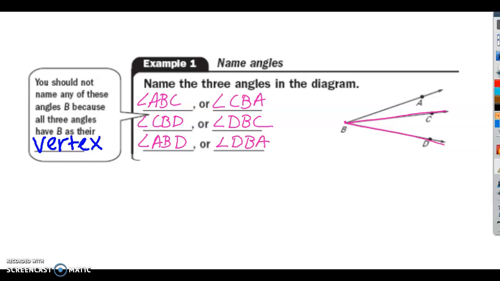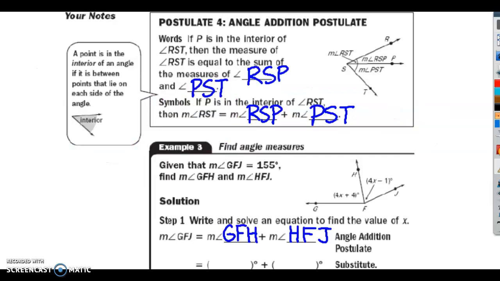All right. Now I think we're going to the angle addition postulate. Okay, this looks confusing. It's from a textbook, which you need to get comfortable seeing. So I'm going to read it and I'm going to tell you what it says. If P is in the interior of angle RST, then the measure of angle RST is equal to the sum, which means adding, of the measures of angle RSP and PST. All that means is this angle plus this angle.